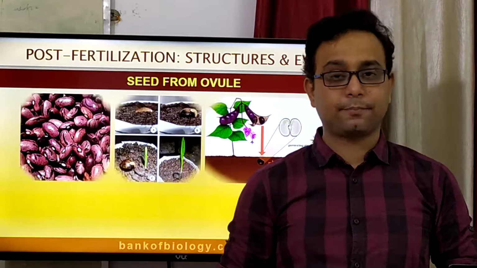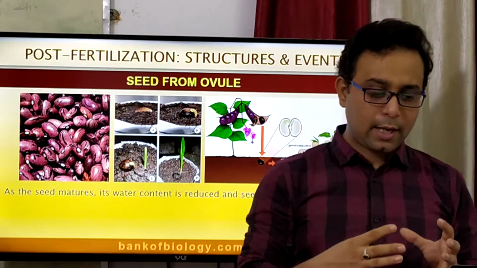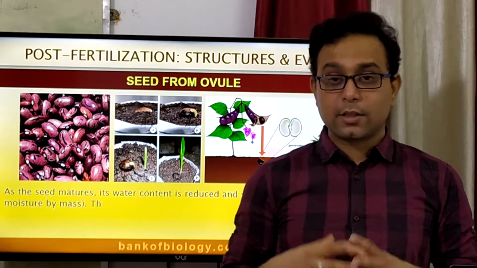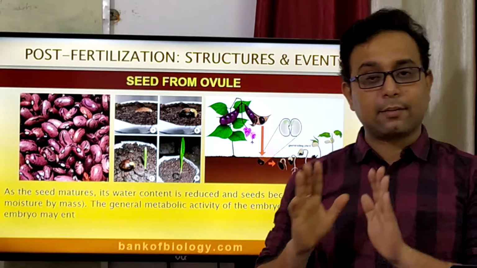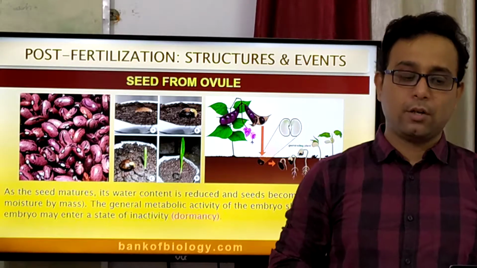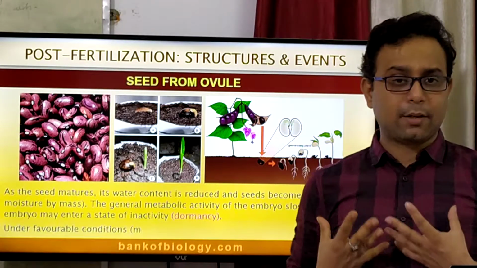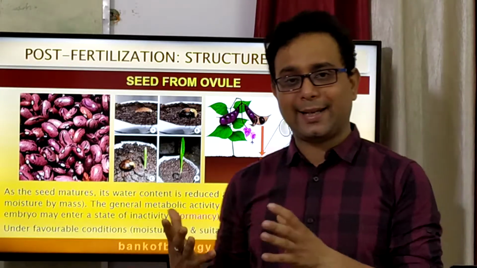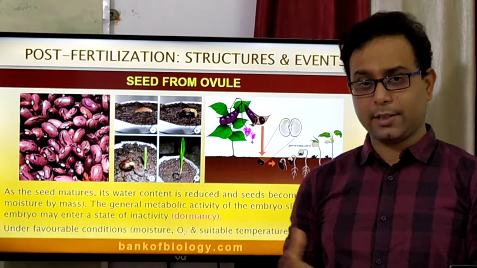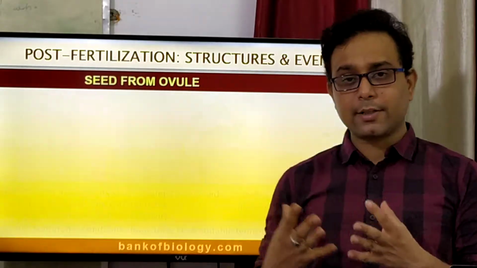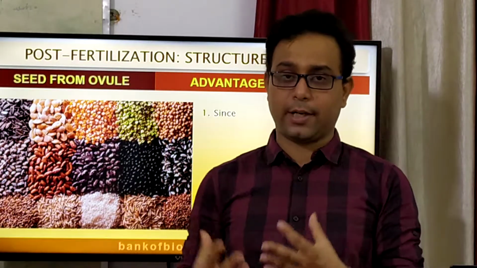Now we discuss another part: when seeds mature, their water content reduces and seeds become dry. Generally only 10 to 15% moisture by mass is there. Their metabolic activity greatly slows down, so the embryo may enter into a state of dormancy. What do we mean by dormancy? They are metabolically inactive, right? But when they get suitable conditions like oxygen, moisture and suitable temperature, at that time they germinate. That is a very important feature of the seed. For that reason they can survive for a long time, right?